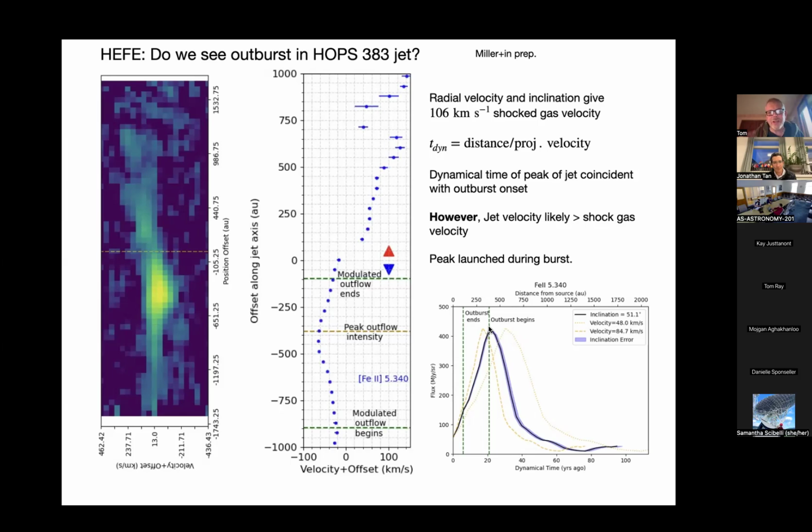However, this is the velocity of the shocked gas, and the gas in the jet is almost certainly moving faster than the shocked gas. And so in reality, this peak is probably within the outburst. And so I think we're tending to conclude that this feature, this bright modulation of the jet, is indeed associated with the outburst. Although the exact timing is hard because, again, we don't know the velocity of the jet itself. We know only the velocity of the shocked gas.